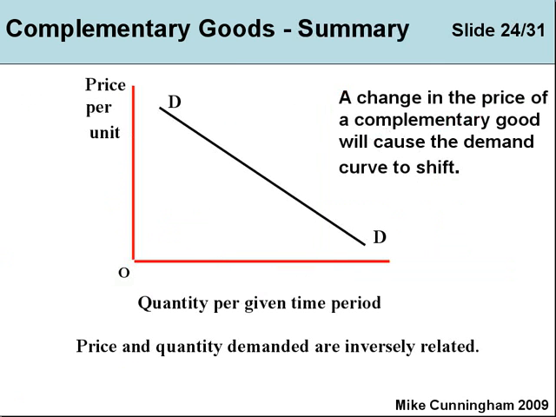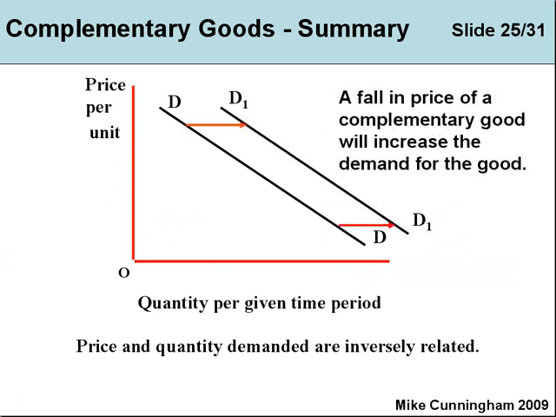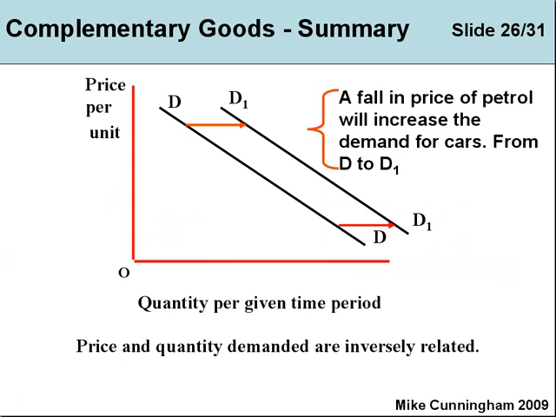A change in the price of a complementary good will cause the demand curve to shift. That's the point. A fall in the price of a complementary good will increase the demand for the good. A fall in the price of petrol will increase the demand for cars from D to D1, let's say. We've already seen that above, so that's just simply the complementary relationship.